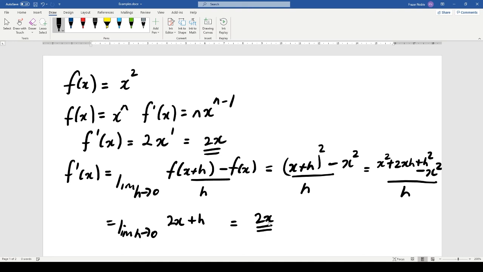So using the definition of the derivative, we've come up with the same solution as this formula gives us.